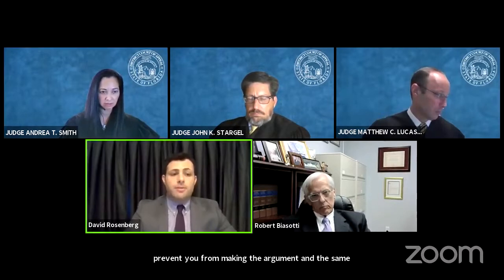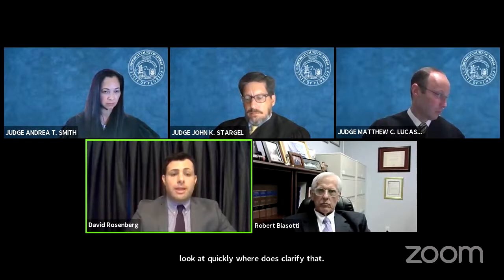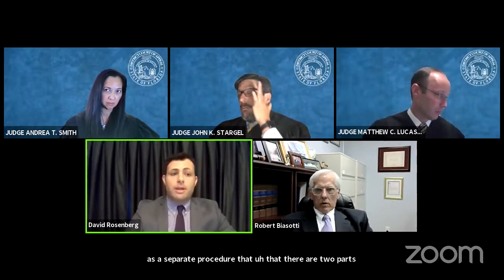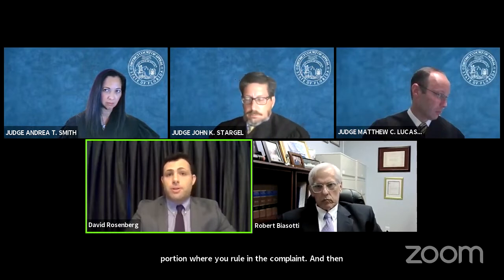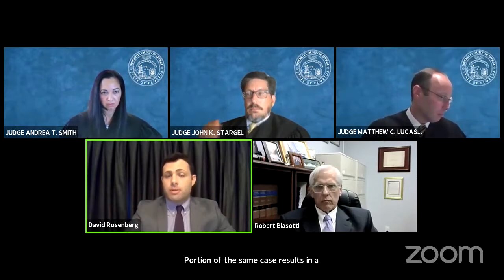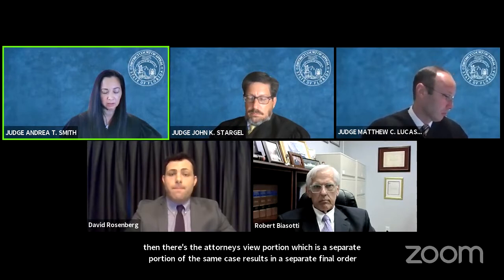There is a case from this court, let me see if I can locate quickly, where it does clarify that another proceeding can qualify as a separate proceeding, that there are two parts in a foreclosure case, right? There's the foreclosure portion where you rule on the complaint, and then there's the attorney's fee portion, which is a separate portion of the same case, results in a separate final order, obviously, as for on appeal, that separate final order.